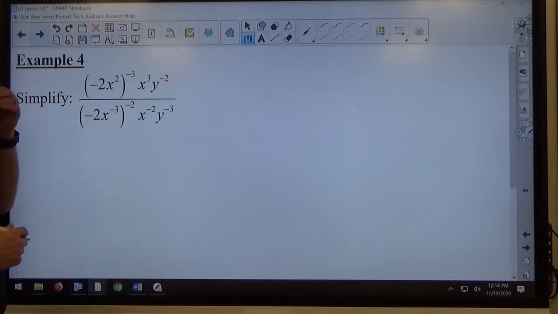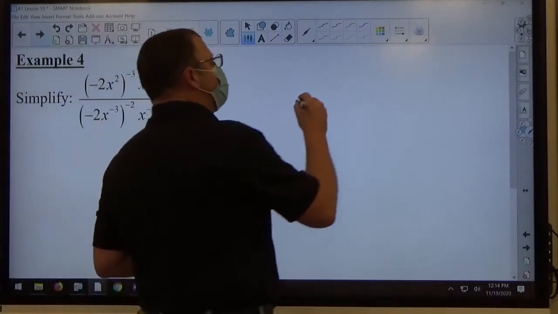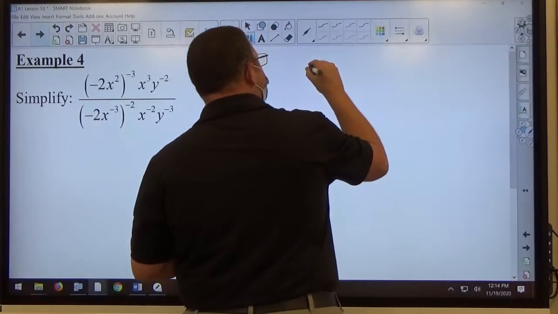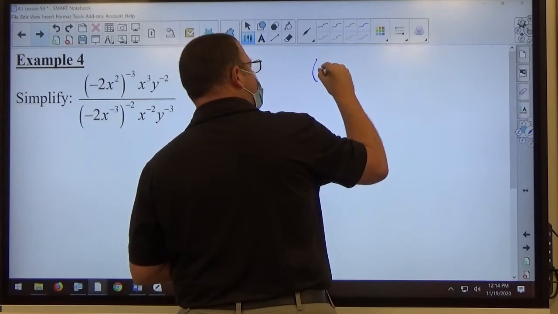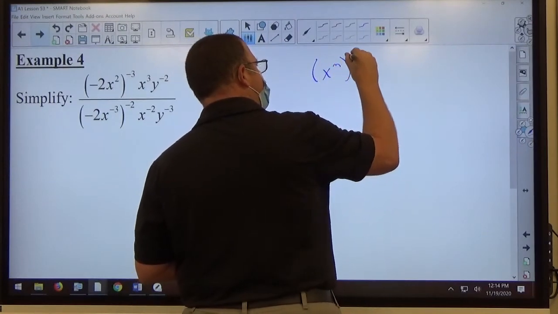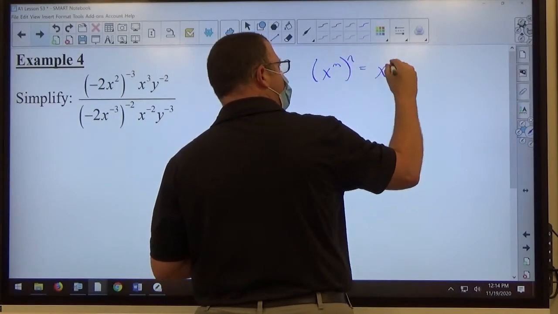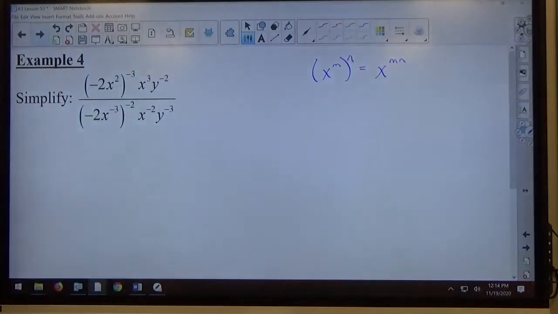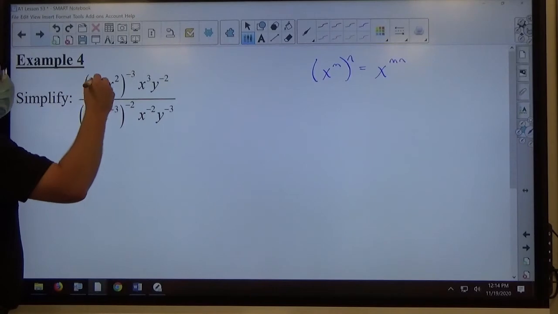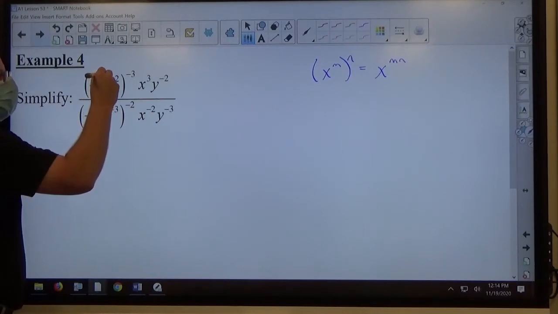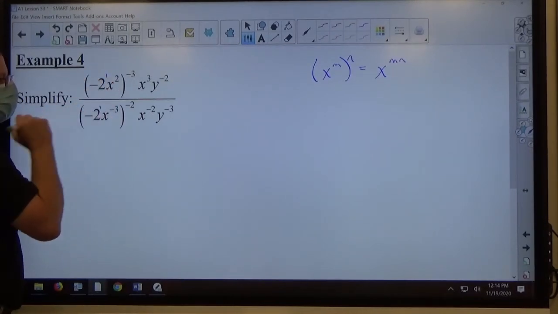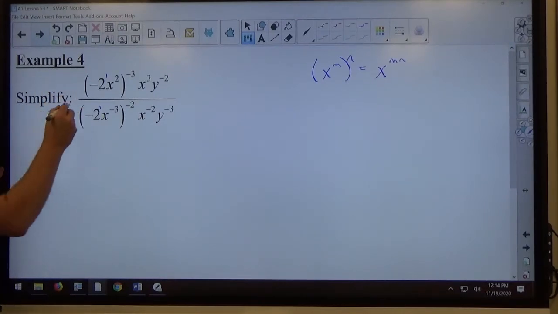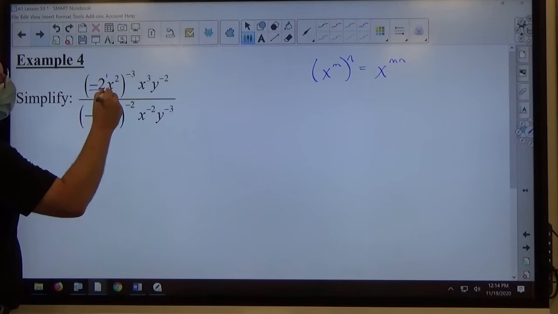But first thing is, once we've written the problem out like this on our paper as a fraction, the first thing I'm looking for is this structure: something to a power to a power. And the rule says I'm supposed to rewrite the base and multiply the powers. What I want you to see here is that this is negative 2 to the first power. This is negative 2 to the first power that's being raised to those powers. So the base here is negative 2. The base here is x.